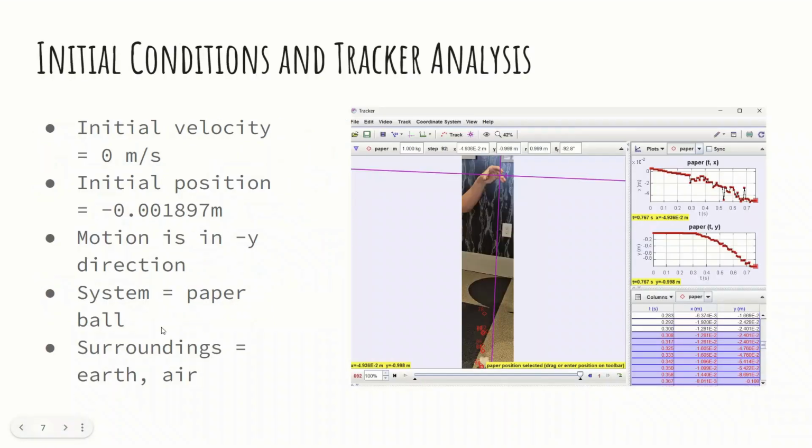So, the initial conditions were determined to be 0 meters per second for the initial velocity because it started at rest, and the initial position was determined based off the axes placed in the Tracker shown to the right. Motion is in the negative y direction, and the system was determined to be the paper ball, while the surroundings were the earth and the air.